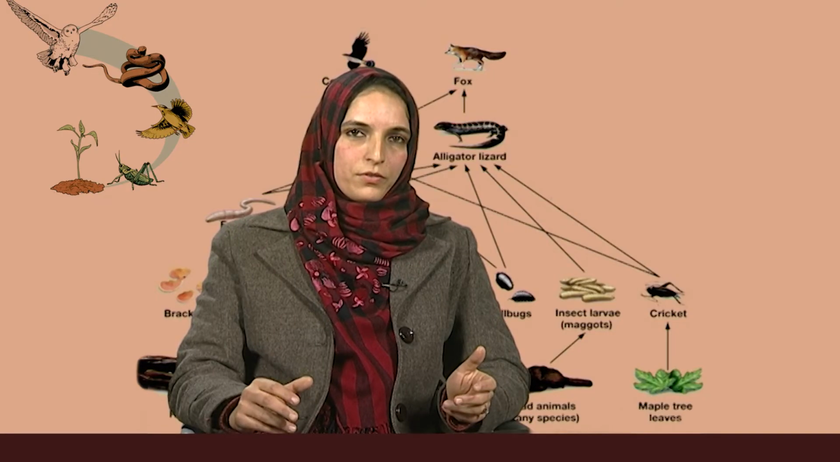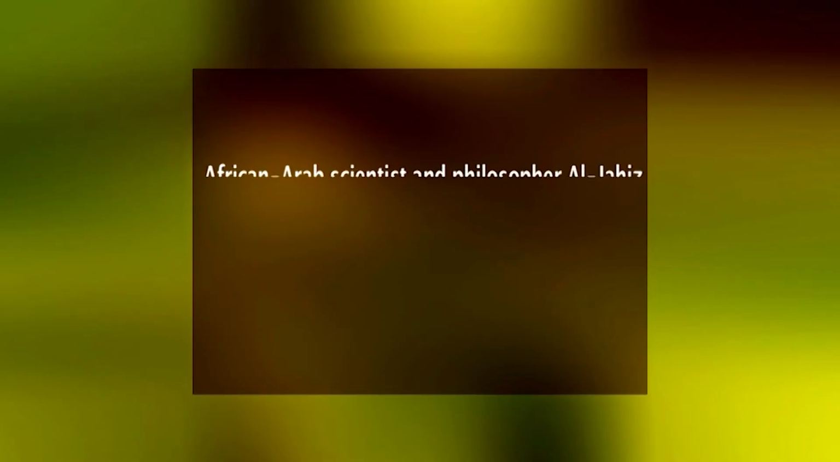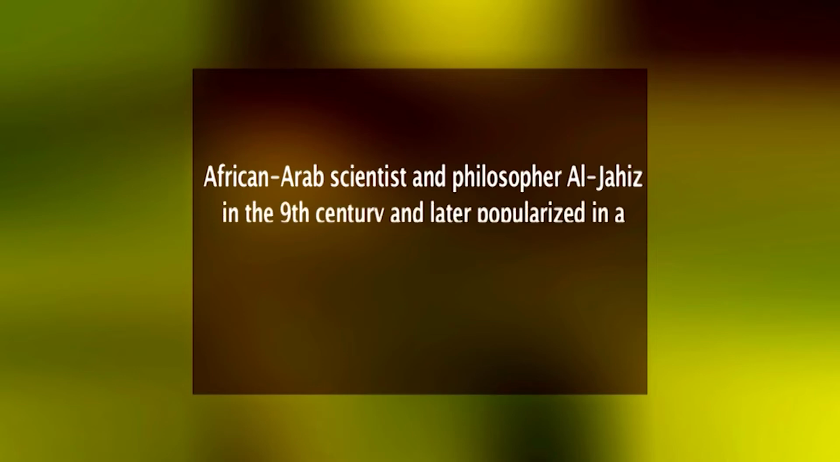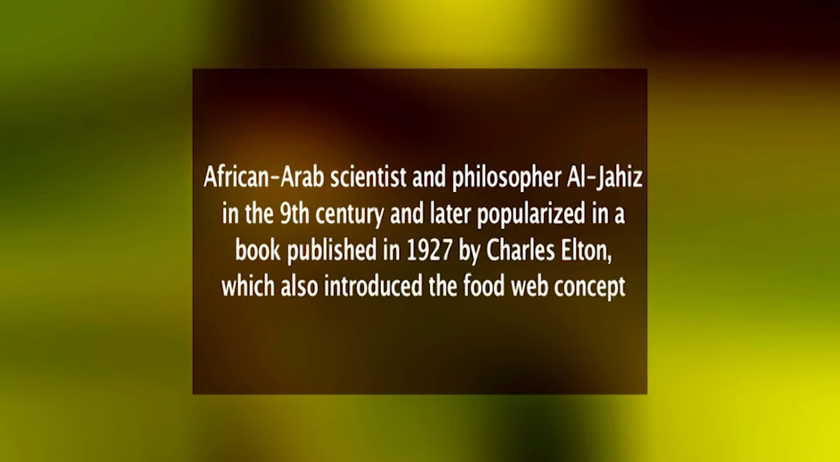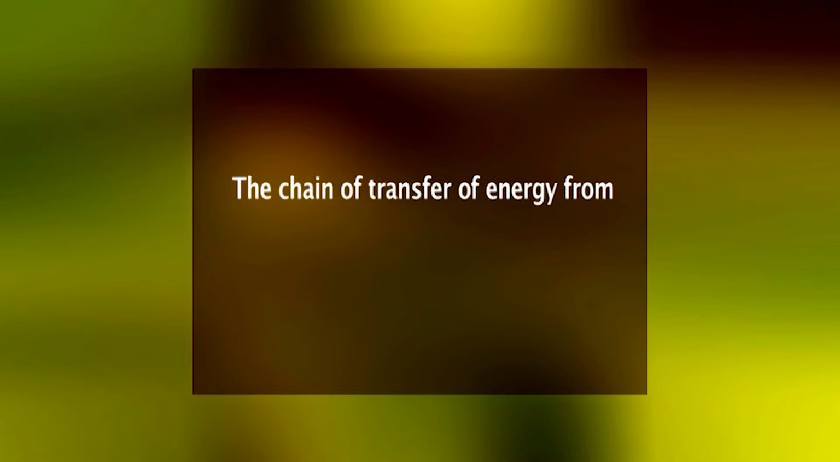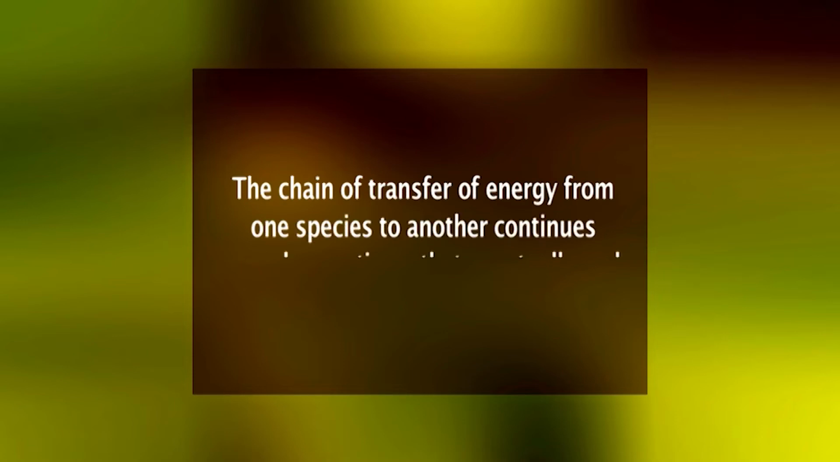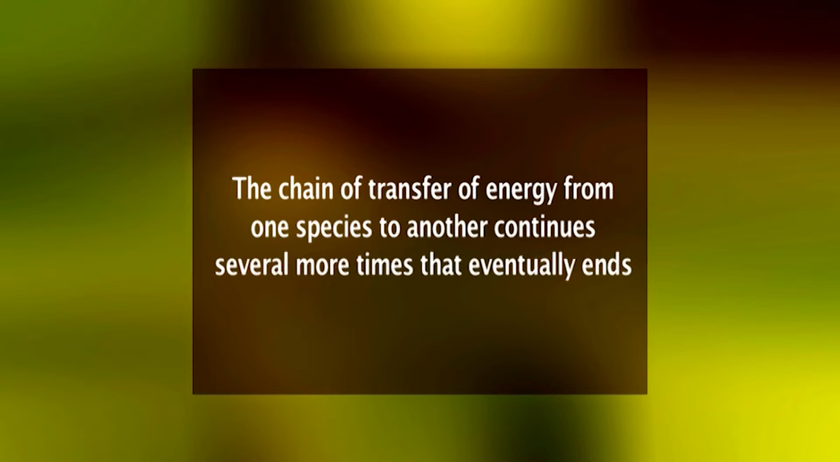Food chains were first introduced by the African Arab scientist and philosopher Al-Jahiz in the 9th century and later popularized in the book published in 1927 by Charles Elton, which also introduced the food web concept. This chain of transfer of energy from one species to another can continue several more times, but it eventually ends.